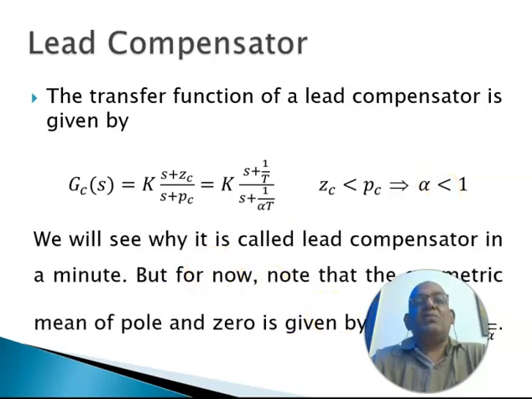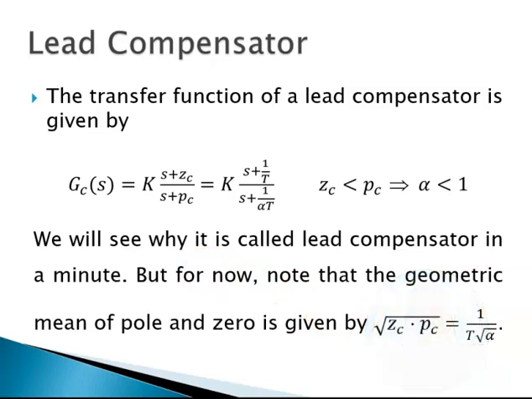We will see why it is called a lead compensator in a minute, but for now, notice the geometric mean of the pole and zero. The pole is 1 over alpha T, the zero is 1 over T. The geometric mean is the square root of the product. You see 1 over T times square root of alpha. We'll come back to it once again at some point in this video.